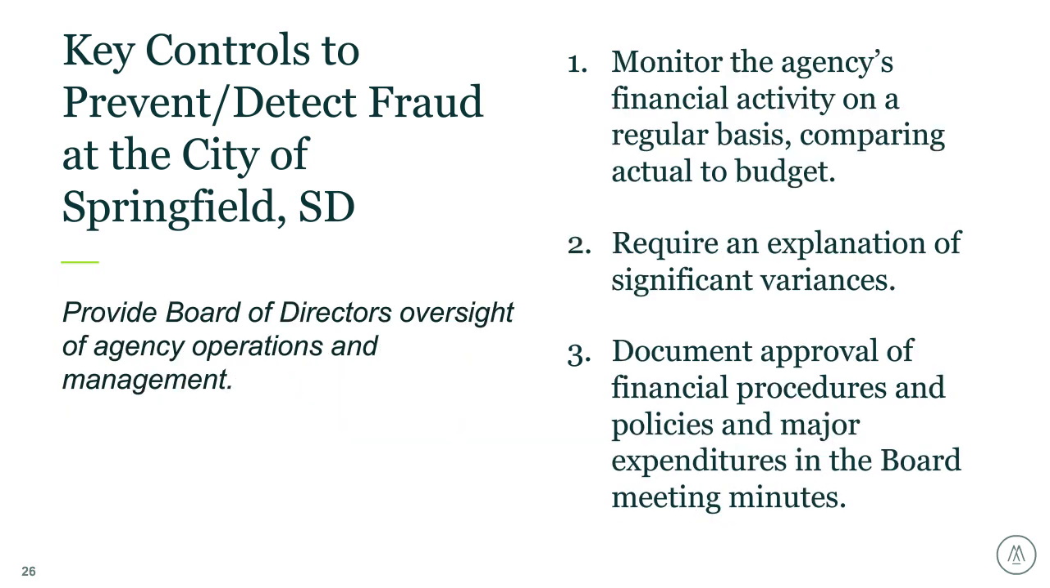So an additional control that could have been put in place was adding additional levels of oversight of city operations and management. So by monitoring the city's financial activity on a regular basis, comparing actual to budgeted revenues and expenses, I mean, Ashley had to have been recording some journal entries to expense the additional funds that she was being reimbursed for, requiring explanations of significant variances. There must have been some variance that was unexpected that someone should have caught.